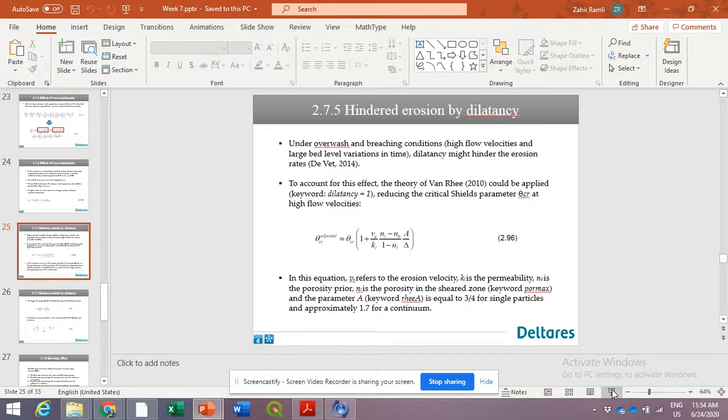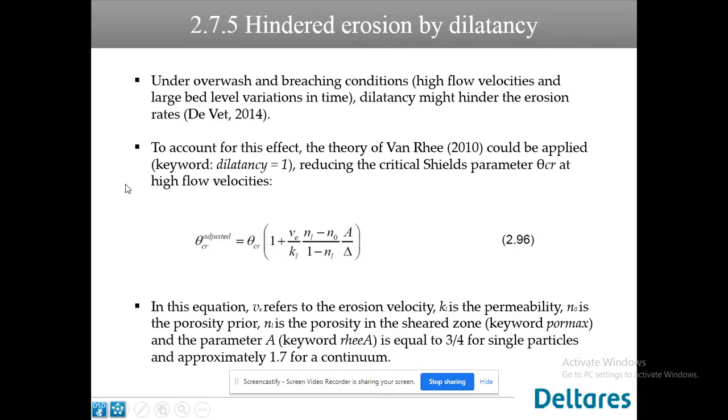Okay, continue for the hindered erosion by dilatancy. Okay, under overwash and breaching conditions, high flow velocity and large bed level variation in time. Kalau this is where the breaching condition, where you have a high velocity and then they start to breach the bed level, dilatancy might hinder the erosion rates.